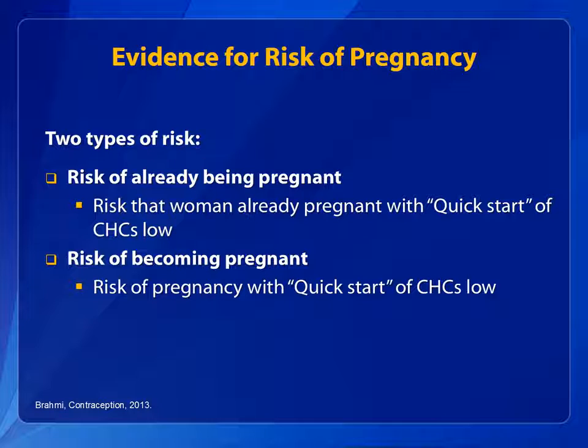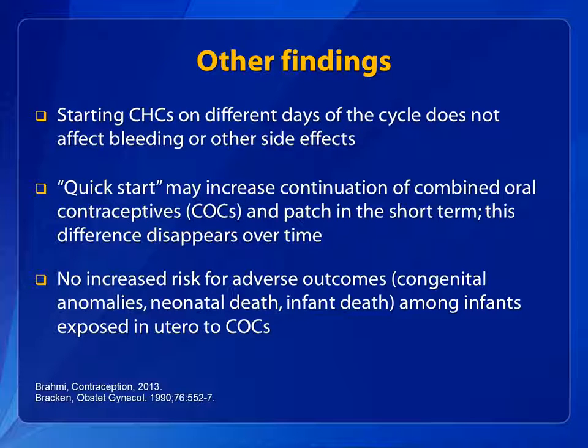Providers may have concerns that a woman may already be pregnant and therefore may not want to start her on contraception right away. A recent systematic review shows that the risk of pregnancy with quick start of combined hormonal contraceptives is low, and that the risk that a woman is already pregnant using the quick start method is also low. Another concern may be that starting combined hormonal contraception on the day of the cycle not consistent with menses may cause irregular bleeding. However, studies from the same systematic review have shown that starting on different days of the cycle does not affect bleeding changes or other side effects.